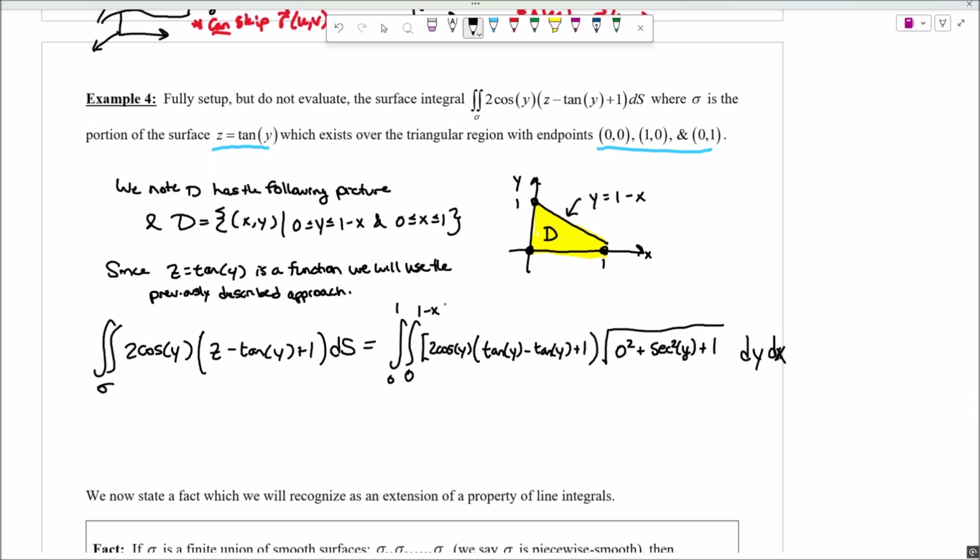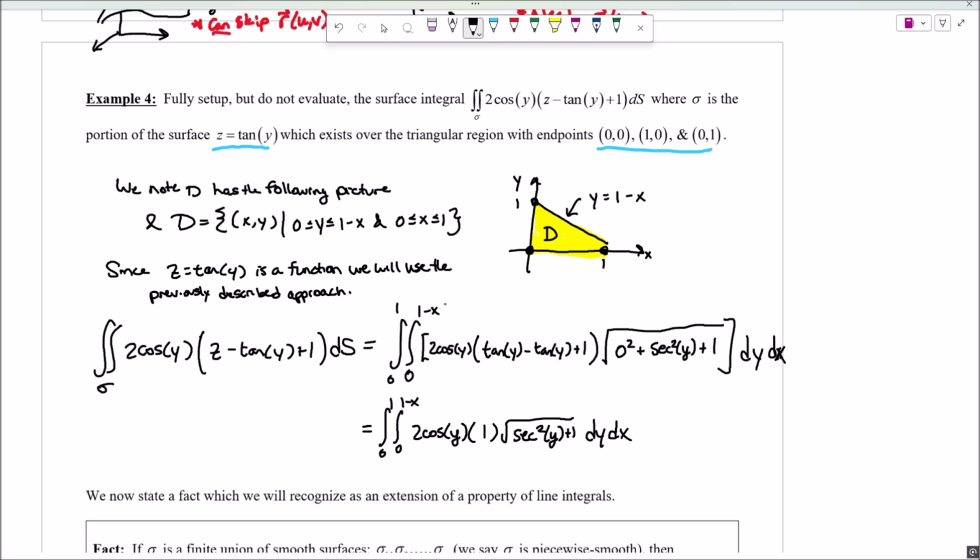So I can go ahead and actually just clean this up a tiny bit, although technically I'm done with everything the question has already asked me to do. So I have this 2 cosine of y. Notice here that my next set of parentheses simplifies down to a 1, and my square root is just secant squared of y plus 1, dy dx. Everything's been fully set up.